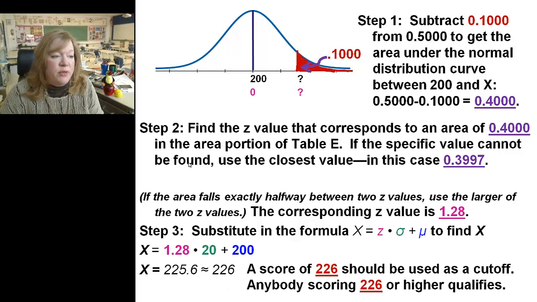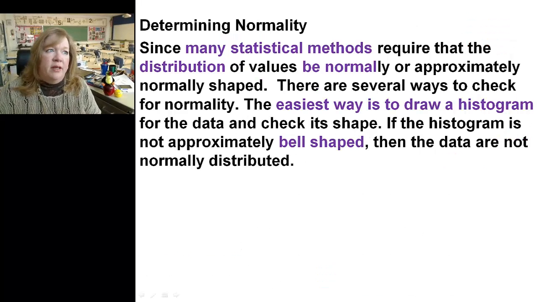All right, so that's what it is. Now, that's how you find the data value. What clues you in that you're looking for the data value, and having to go through this working backwards procedure, is that you're given the percent in the problem. So now we're going to move along and talk about determining normality.